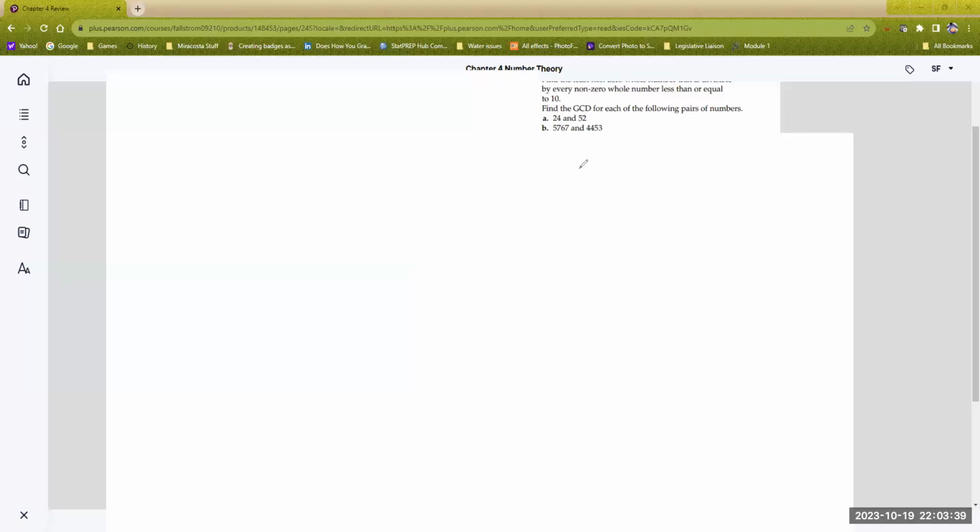So if I was using the Euclidean algorithm here, remember, I'm trying to find some number that divides 5767, and that same number has to divide this. I've got to tell you, I do not want to spend my time prime factoring. I want to try to make this easier on myself. So I'm going to use the Euclidean algorithm. 5767 equals some number of 4453s plus a remainder, and let's see if we can figure those out.